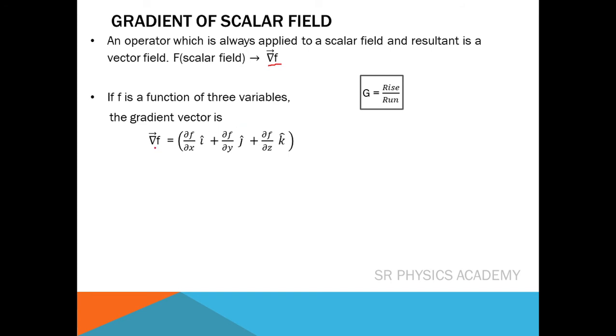So already we know what del is. Del equals dou by dou x i vector, plus dou by dou y j vector, plus dou by dou z k vector. But here we are multiplying it with f, a scalar function. So instead of this we will get dou f by dou x i cap plus dou f by dou y j cap plus dou f by dou z k cap.